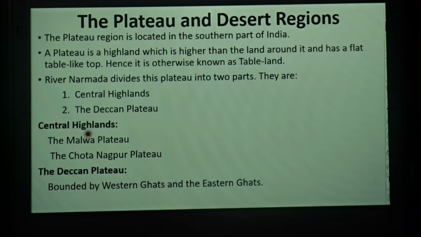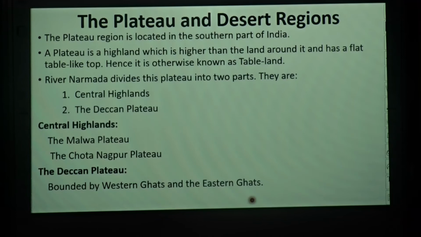The Central Highlands consists of the Malwa Plateau and the Chota Nagpur Plateau. And the second one is the Deccan Plateau, which is bounded by the Western Ghats and the Eastern Ghats.